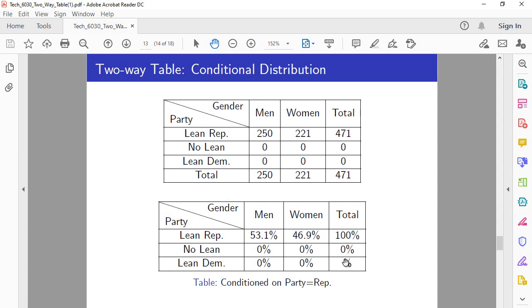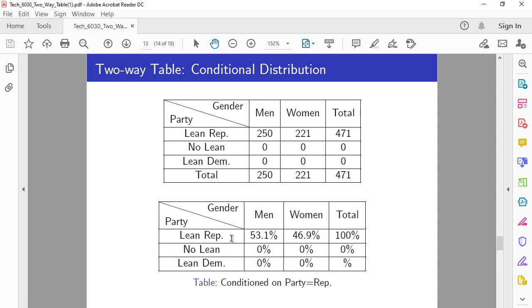So I'm missing, I should be writing 100 here. So basically what we are getting then is that 53.1% of the adults who leaned toward the Republican Party were men.